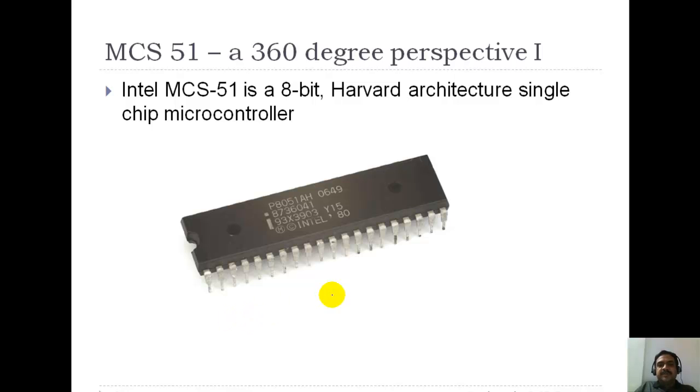Now we are going to talk very specifically about MCS51 or 8051. 8051 has a Harvard architecture. It's a single chip microcontroller and it's of size 8-bit. So it's an 8-bit Harvard architecture single chip microcontroller. Again, when I say 8-bit, at an instant 8051 can handle only 8 bits of data, or a byte of data.